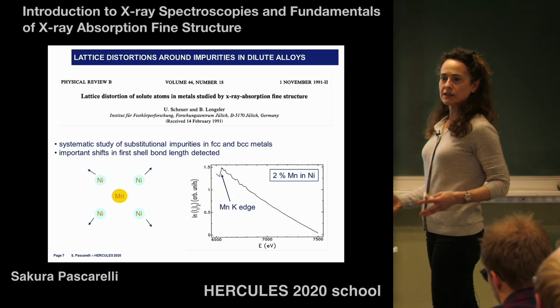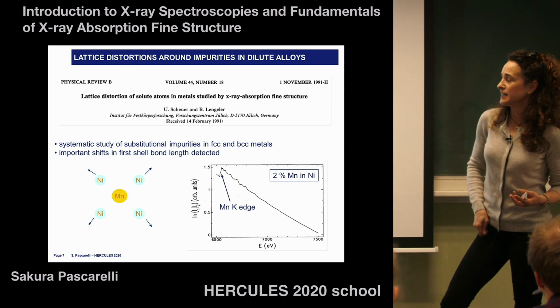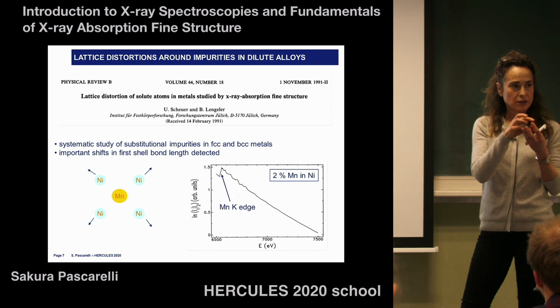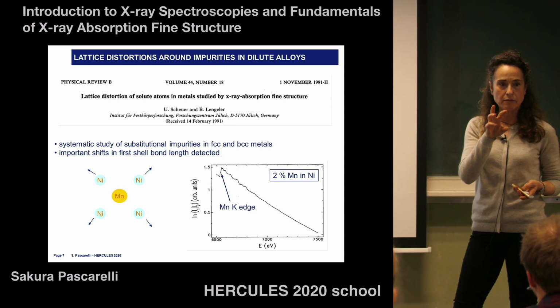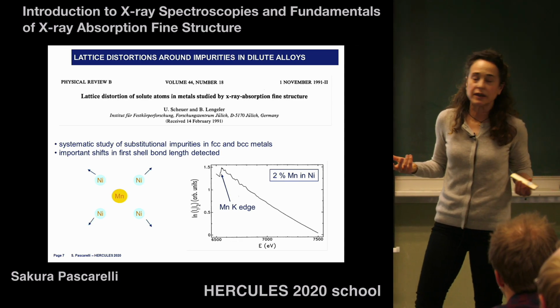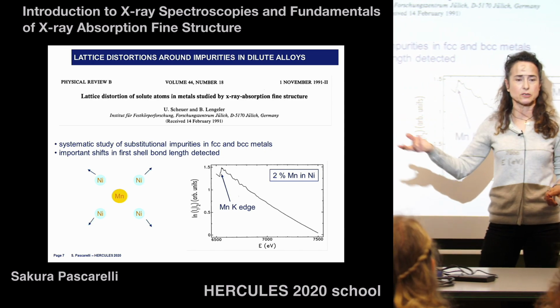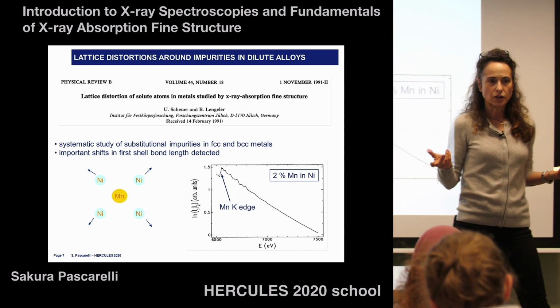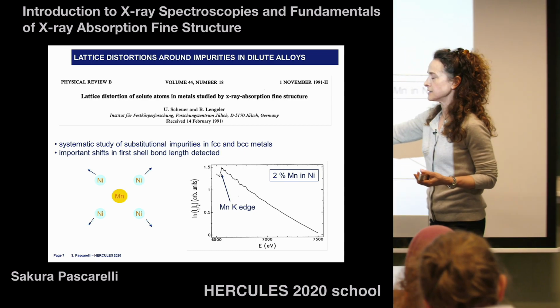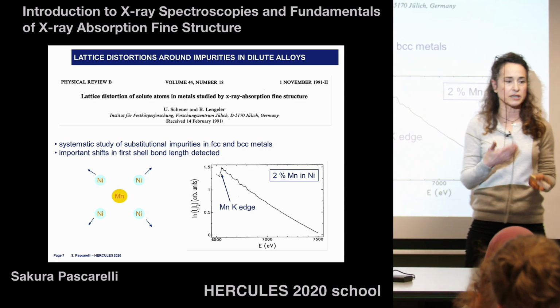And then they were using these to do whatever application. And obviously, they didn't know what was happening to the local structure around the impurity, because they couldn't measure it. So they were just assuming that, when you put a little bit of manganese in nickel, it just substitutes a nickel atom. That's all. So the distance between manganese and its nearest neighbors, they were assuming it was exactly the same as the distance between two nickel atoms.